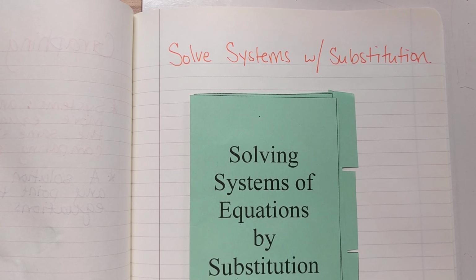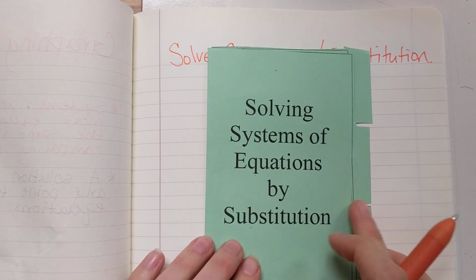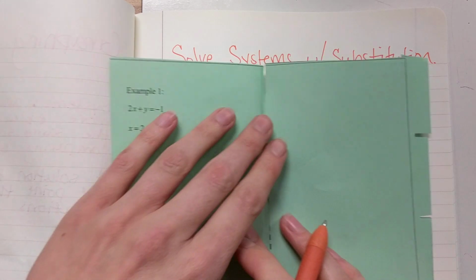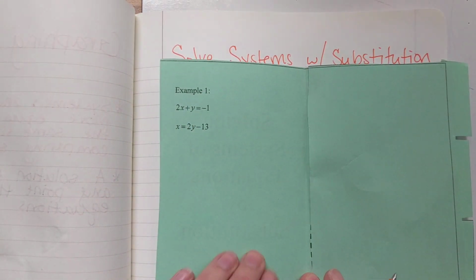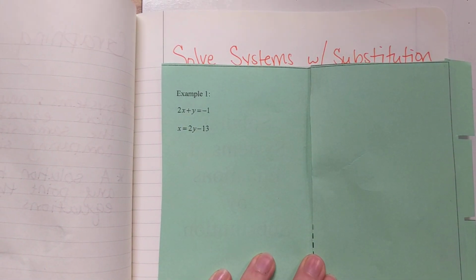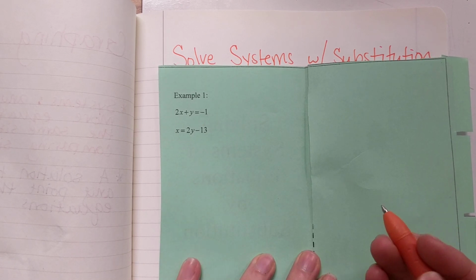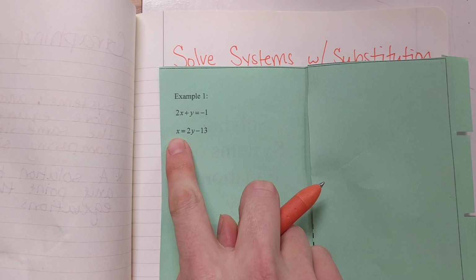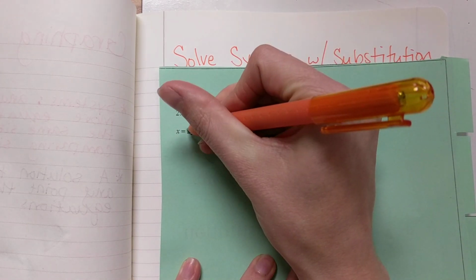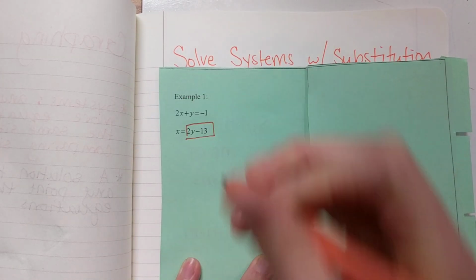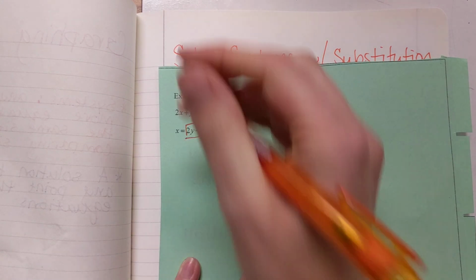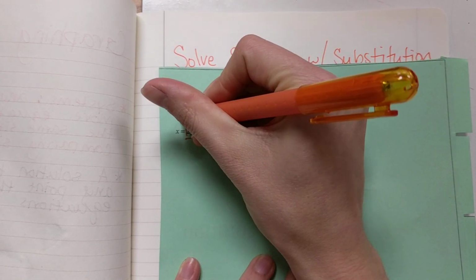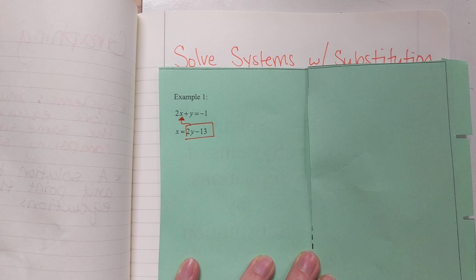Okay, so now we're going to talk about how to solve systems of equations using something called substitution. So I'm going to go ahead and open this up. When we want to solve an equation using substitution, what we're going to do is take what one variable equals. For example, here it says x equals 2y minus 13. And we are going to substitute it for the x in the other equation.